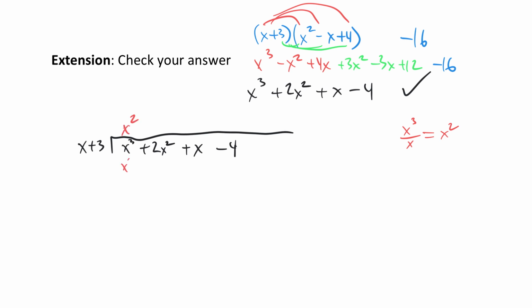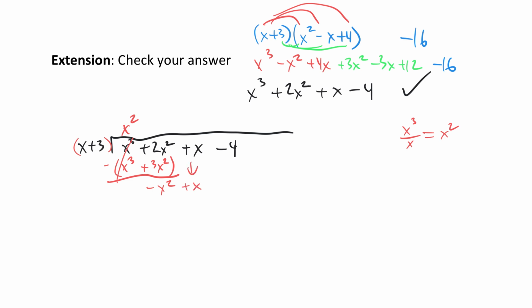X times x squared is x cubed. But then we also have to multiply back with the 3. So we put plus 3x squared. Then we subtract. Remember this step from long division. So these are going to cancel out. And this is going to subtract to negative x squared. And then we bring down.